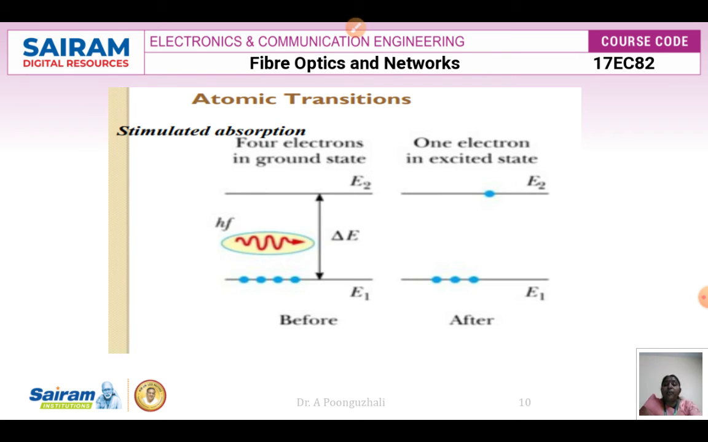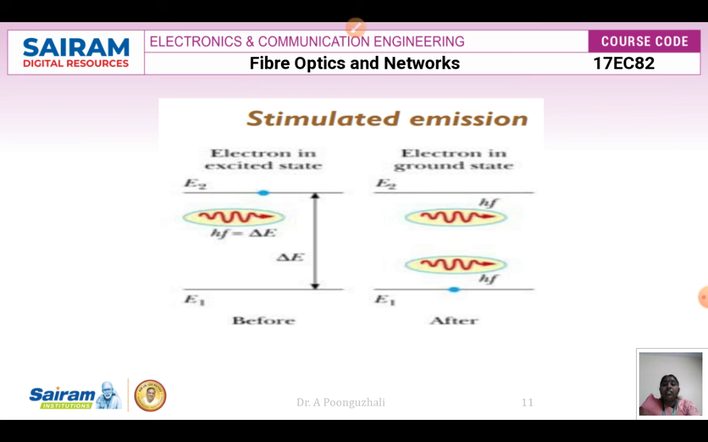Now let us look at stimulated absorption. First we assume this is the energy level at the ground state, E1, and this is the energy level E2. In the ground state, I have 4 electrons present. When light of energy hf is incident on these electrons, they get excited, and 1 electron moves from the ground state E1 to the higher energy level. After the light is incident, 1 electron gets excited and goes to energy level 2. That is called stimulated absorption.